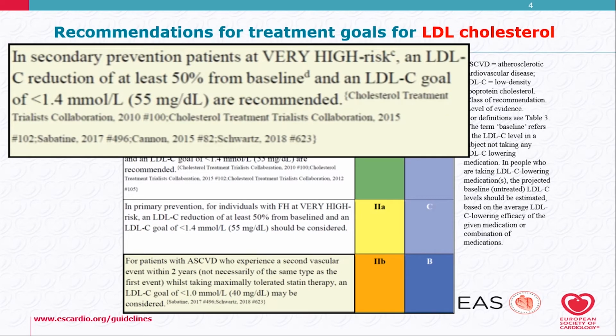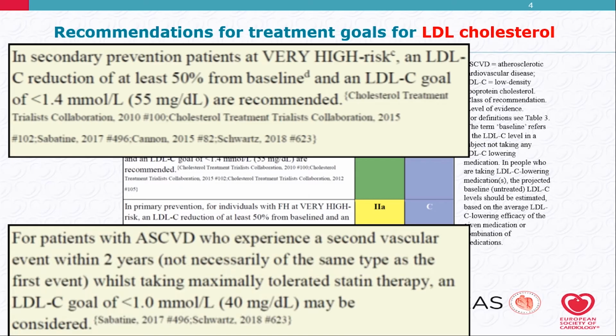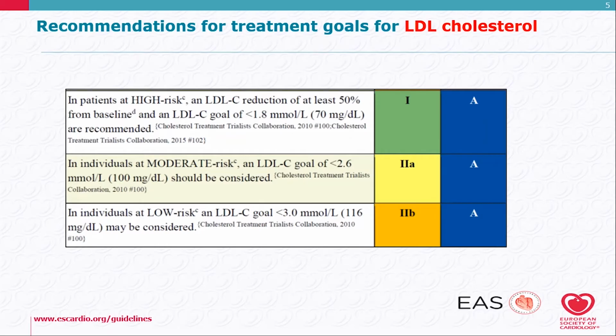For patients with very high risk, an LDL cholesterol reduction of at least 50% from baseline and an LDL goal less than 1.4 millimole or 55 milligrams per deciliter is recommended. This is a class 1 recommendation. Also, for patients with atherosclerosis who experience a second vascular event within 2 years, an LDL cholesterol goal is optionally less than 1 millimole, which is 40 milligrams per deciliter, and this is a class 2B optional recommendation.